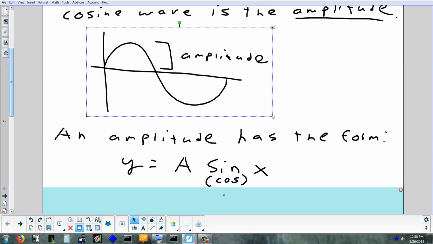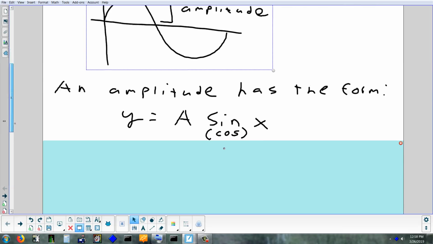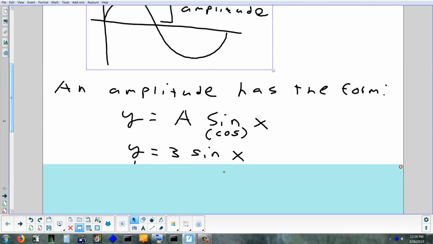So yesterday when we had a phase shift, it used addition or subtraction inside the parentheses. That was the two things you had to check. Do you have addition or subtraction? And then where is it? It is in parentheses. Amplitude change is different. Amplitude change is when you have multiplication, and it's multiplying by a number out in front. That's an example of an amplitude change.